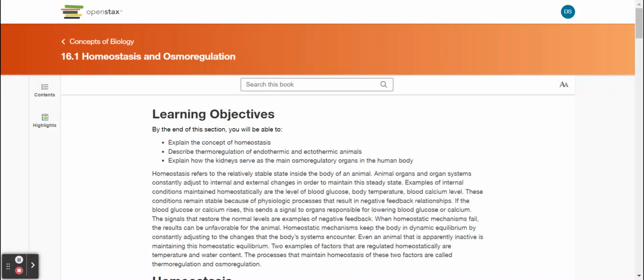Section 16.1 Homeostasis and Osmoregulation. By the end of this section, you will be able to explain the concept of homeostasis, describe thermoregulation of endothermic and ectothermic animals, and explain how the kidneys serve as the main osmoregulatory organs in the human body.